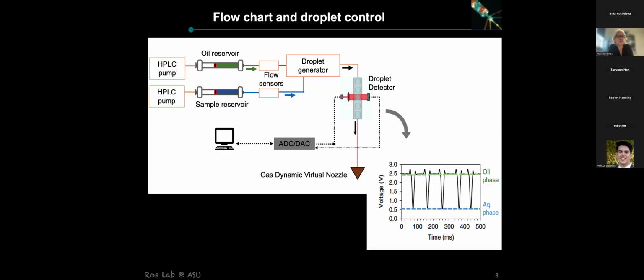The crystal slurries are typically pumped through a sample reservoir that is shaken during the experiment, so crystals do not settle, and the flow is initiated through HPLC pumps. We can realize the same for the oil that we need to generate the segmented droplets. We integrate flow sensors to understand the flow rates. Then we have our droplet generator generating the droplets, which are then detected downstream by a droplet detector. We have designed these droplet detectors to be compatible with vacuum insertion.